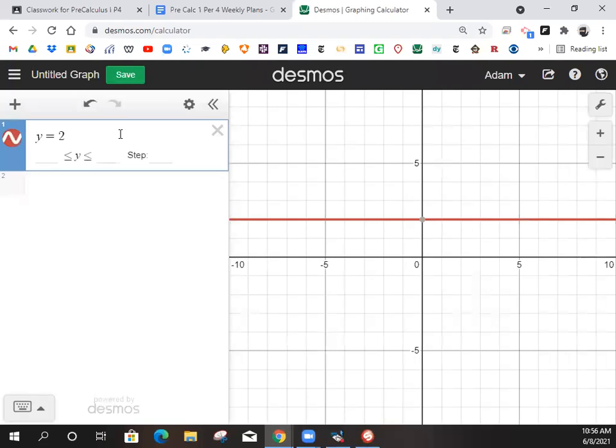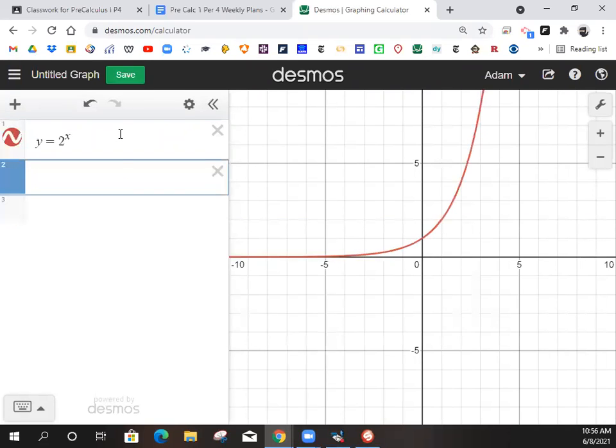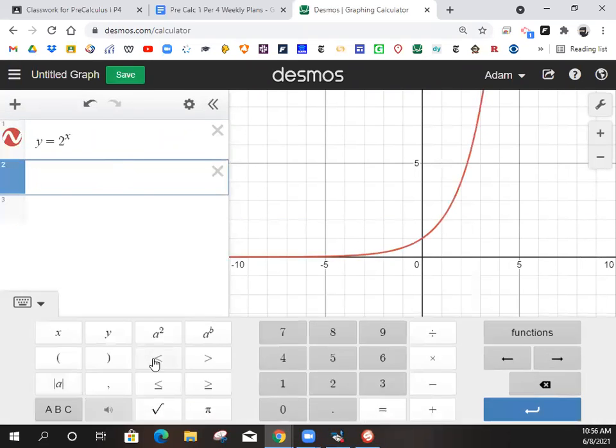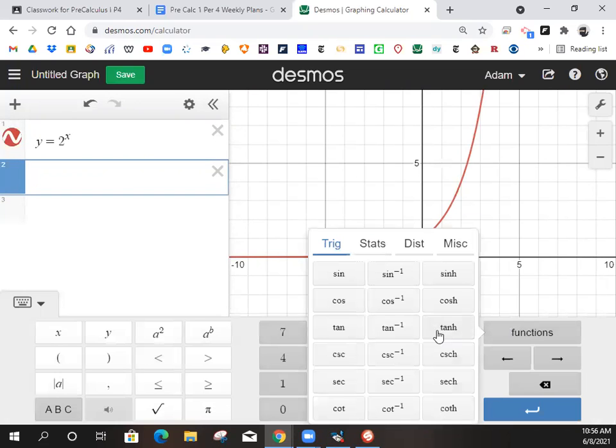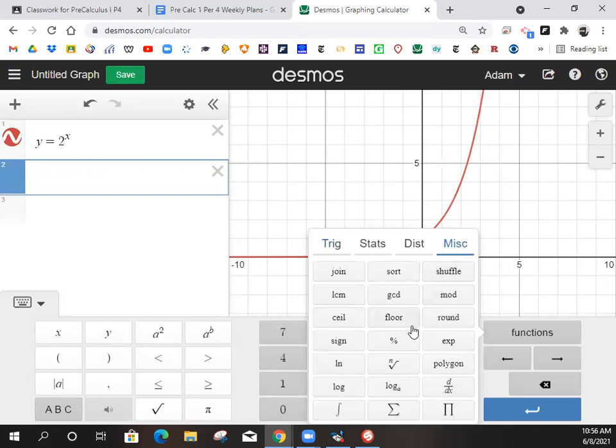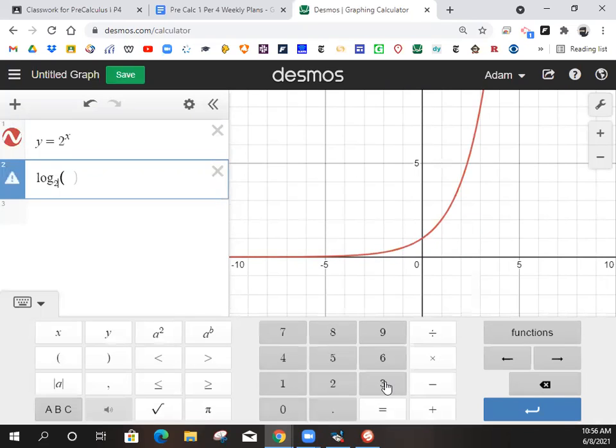So y equals 2 to the x power. And then we got also log functions. Now I could do this on a TI-Nspire, I just wanted, I could zoom in more freely with this.